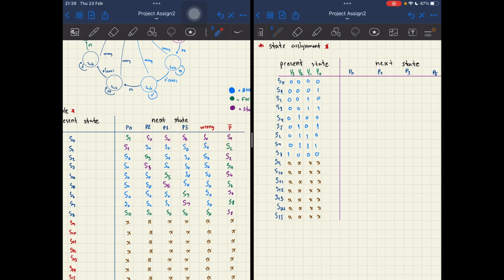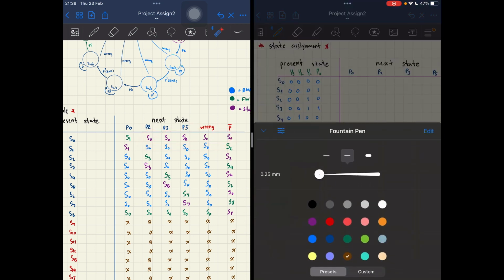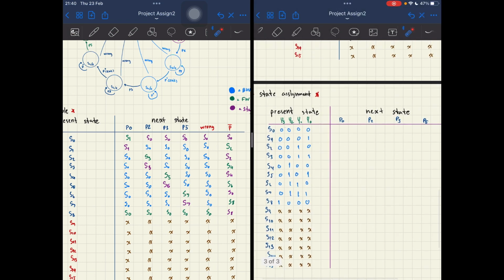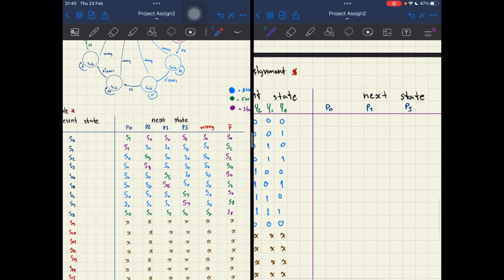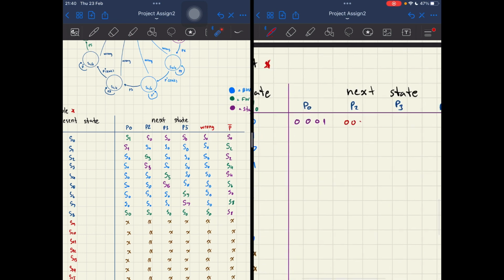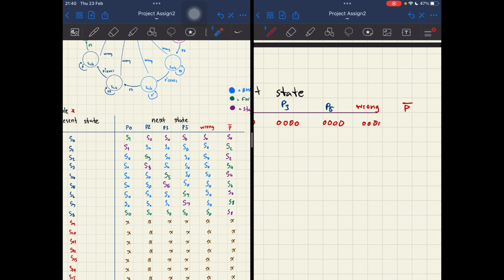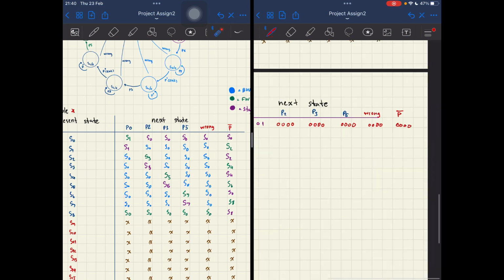So as I told you, state 1 is 0, 0, 0, 1, right? It comes from here, 0, 0, 0, 1. So S1 here, I will write S1 in binary. So it is 0, 0, 0, 1. Then the other term is 0, 0, 0, 0, right? I just look at my state table and then change it into binary.